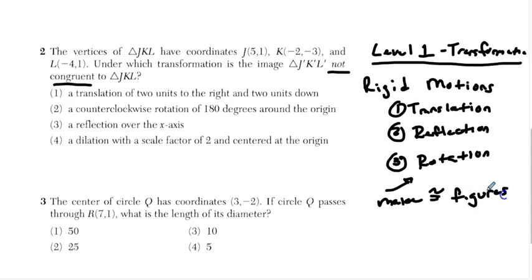But the one that does not make congruent figures is a dilation. We learned that dilations are not rigid motions, but they do produce similar shapes, because they preserve angle measures. Since we're looking for the one that does not produce a congruent image, we know that this is dilation, because that's the one that's going to make something that's not congruent. It gets bigger or smaller. It's a dilation. Duh.